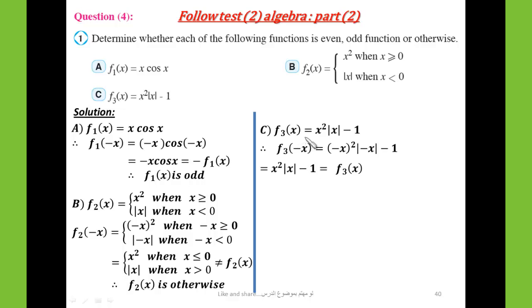So what we got? We got f3 of negative x equals f3 of x. And what does that mean? That means f of x, the original function, is an even function.